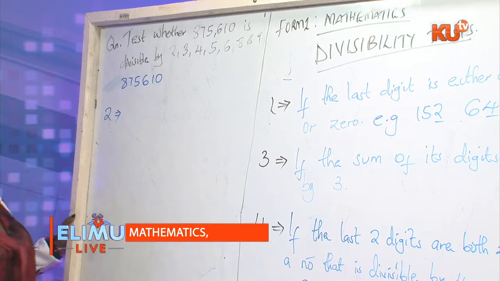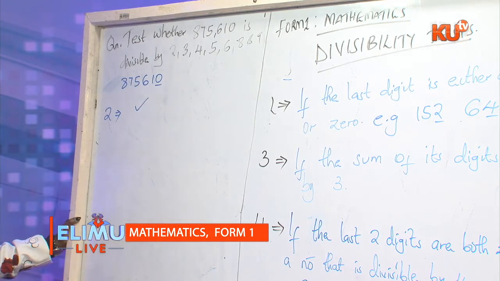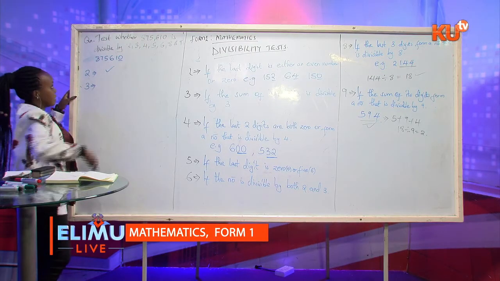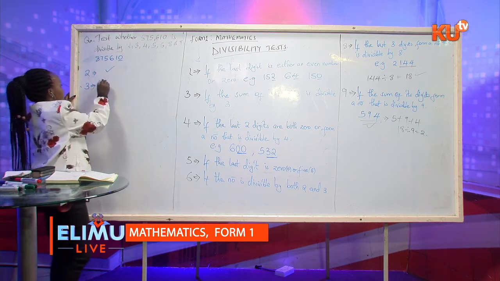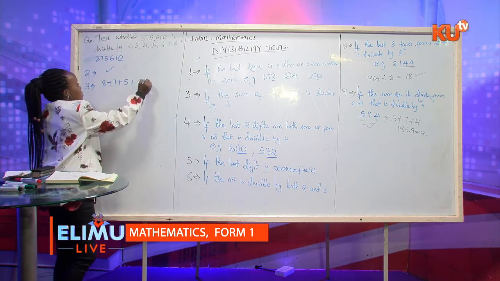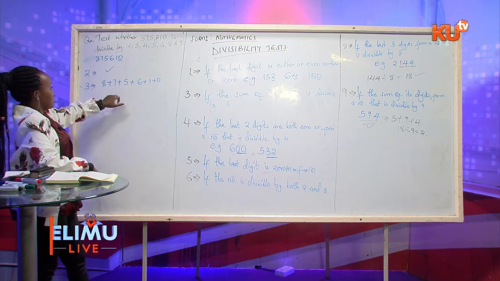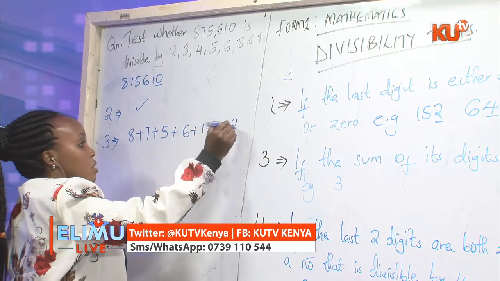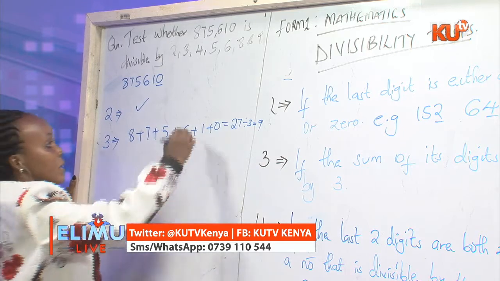A number is divisible by 2 if the last digit is an even number or 0. So the last digit, as you can see, is 0, meaning that this number is divisible by 2. By 3, a number is divisible by 3 if the sum of its digits form a number that is divisible by 3. So we are going to add 8 plus 7 plus 5 plus 6 plus 1 plus 0. So 8 plus 7 is 15. 15 plus 5, 20. 20 plus 6, 26. 26 plus 1 gives us 27. 27 is divisible by 3, which gives us 9, meaning that this number is divisible by 3.